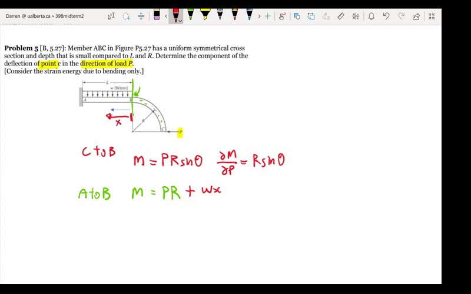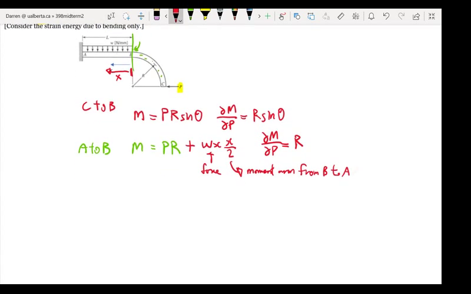So Wx is the force, and Wx times x divided by 2, where x divided by 2 is the moment arm. So this is the force, and this is the moment arm from B to A. So the derivative of the moment with respect to P similarly is equal to R.